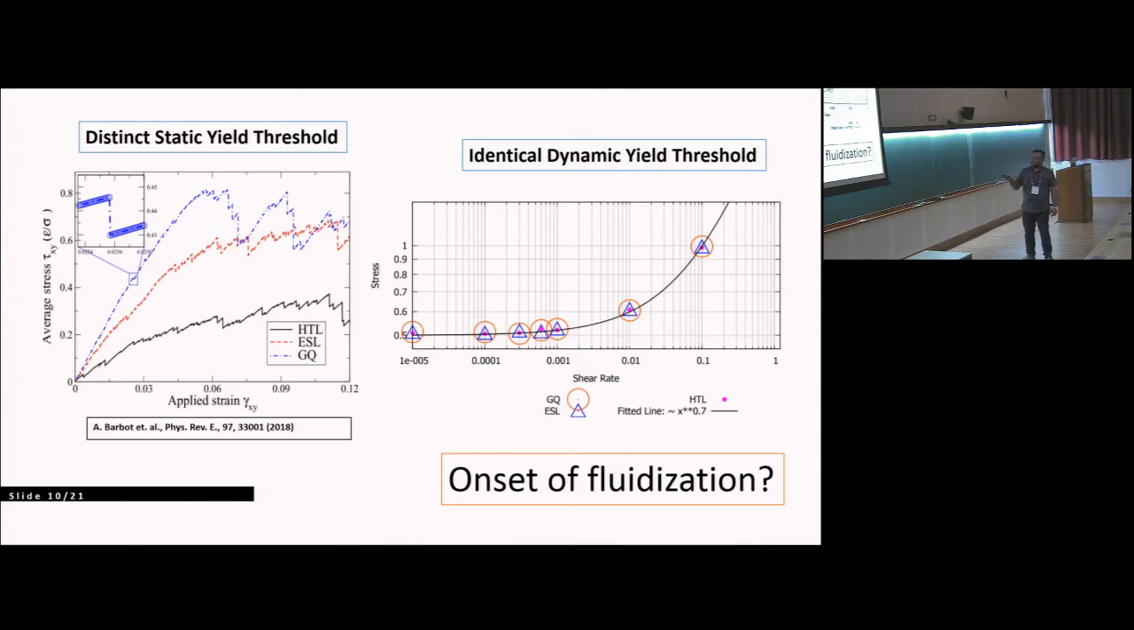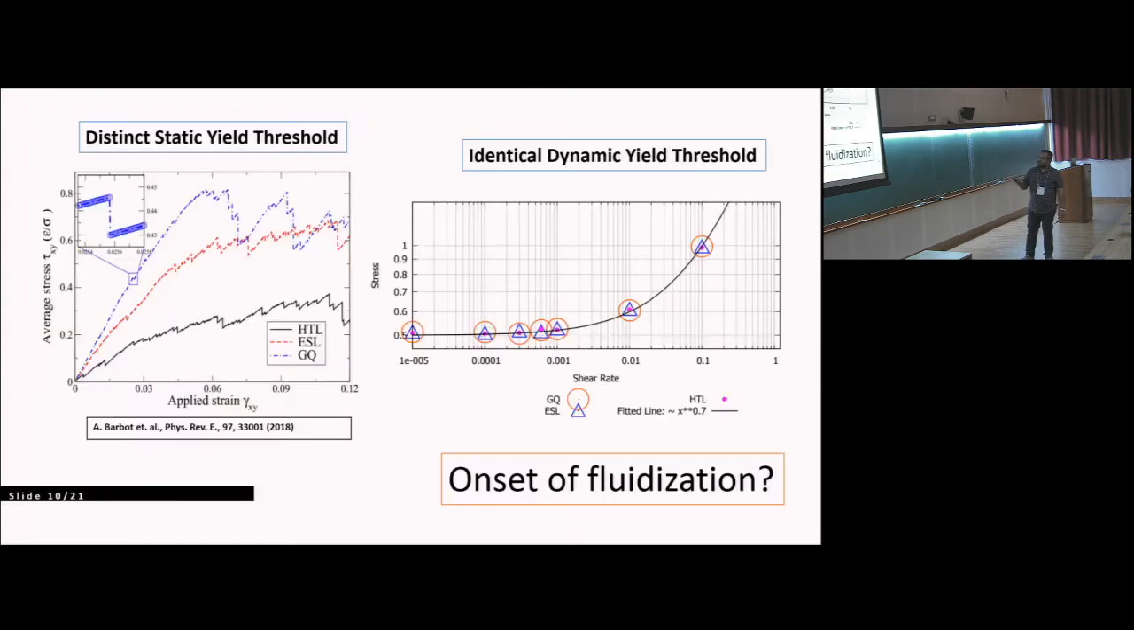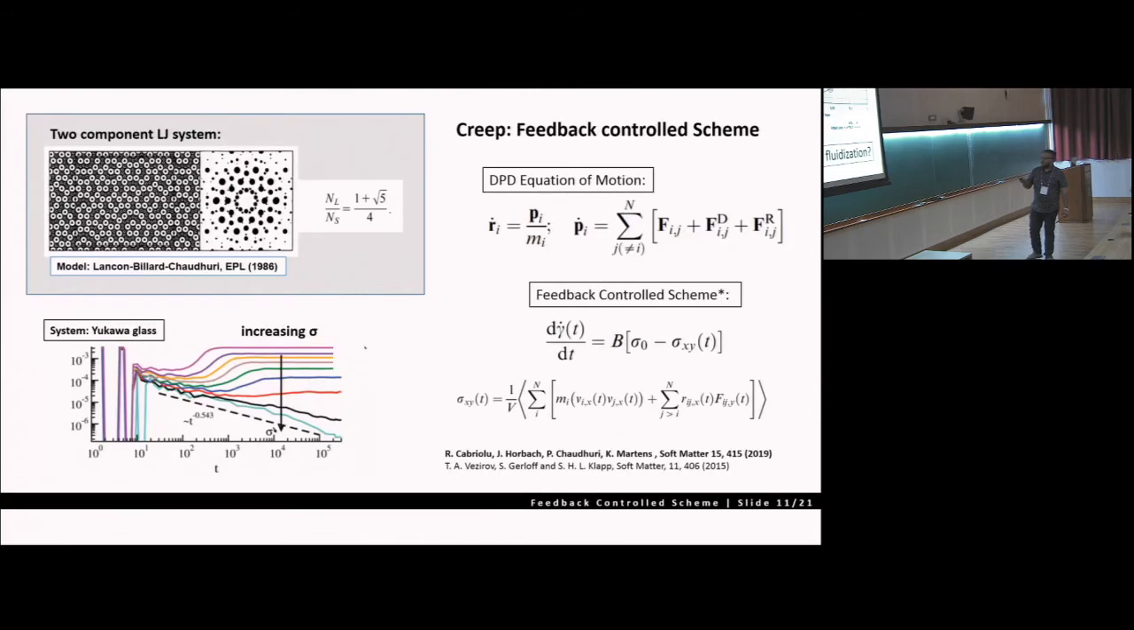Now we have to understand the onset of fluidization for these materials. We have taken the same system that was taken by this group, a binary Lennard-Jones mixture. We solve the DPD equations of motion, and we also use a feedback control scheme where, with the imposed stress, we look at the response of the material. This is the imposed stress, this is the response of the material, and this determines the onset of the shear. This mechanism successfully resembles creep. Using the earlier states, we look at the creep of these materials.